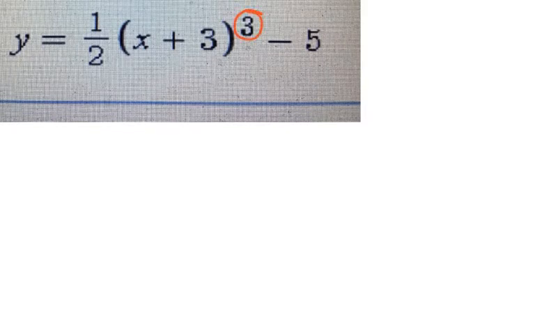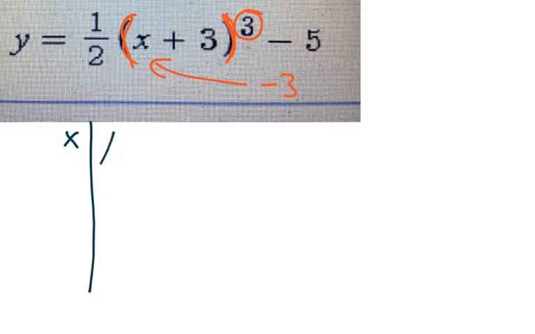Note it is a 3-power function, right? How would we do this? Well, whenever you have any function, guys, that has a parentheses, remember, whatever makes it 0 inside is a good place to start. And we're going to set up our table. And -3, of course, makes it 0.